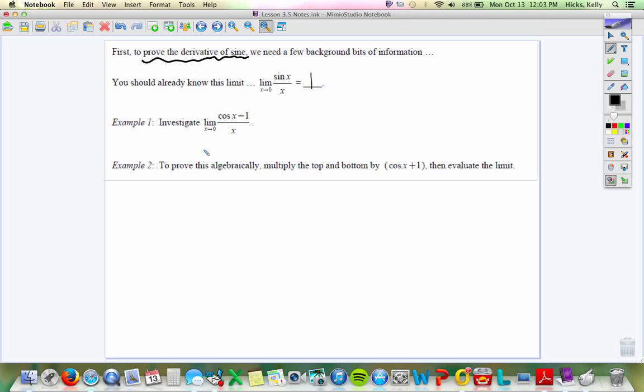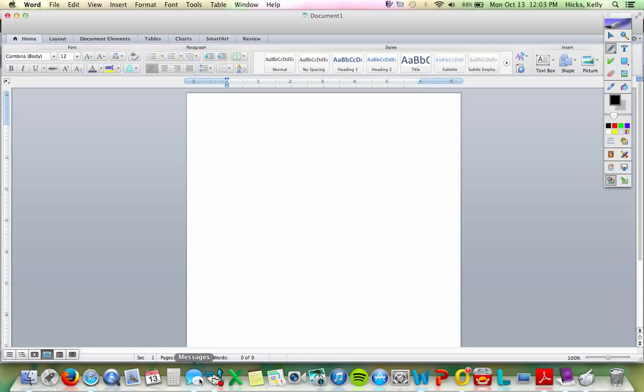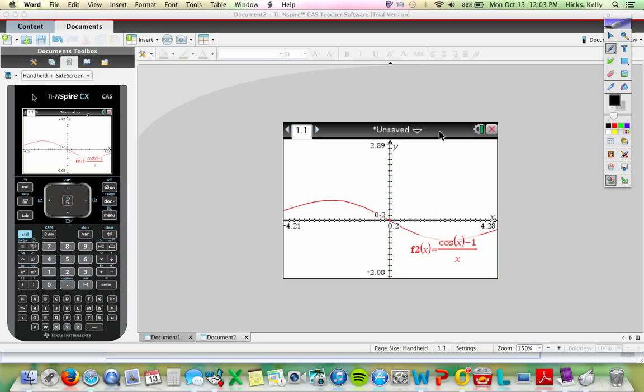Now let's look at this one. Investigate the limit as x approaches 0 of cosine x minus 1 over x. Well, let's look at the graph of that. This is the graph of cosine x minus 1 over x. And as x approaches 0, do you agree that it looks like the limit approaches 0? As your x value approaches 0, it looks like the y value also approaches 0. Well, let's prove that.